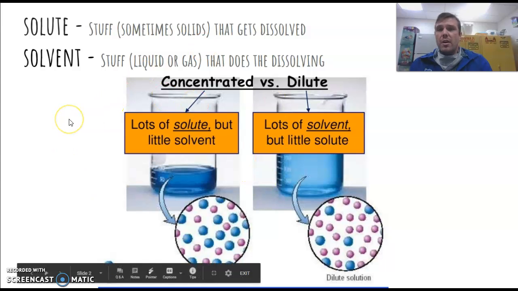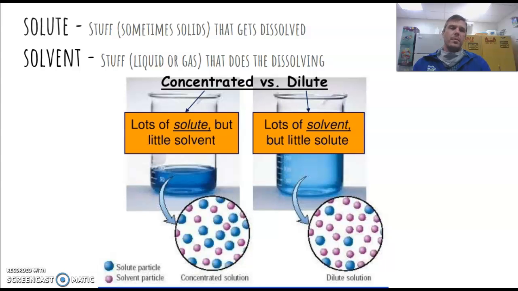So, before we get started, we have to talk about what a solution is. And I know for your whole life you've probably heard the term solution. It's a bleach solution. It's a cleaning solution. It's some kind of a solution. Well, every time you hear solution, from now on, I want you to think, oh, that's a solution. That means it's made of two things. It's made of a solute and it's made of a solvent. The solute is the stuff that gets dissolved. The solvent is the stuff that does the dissolving.